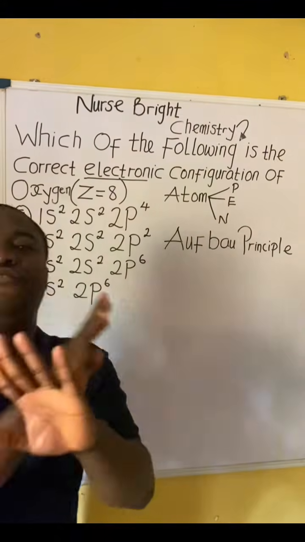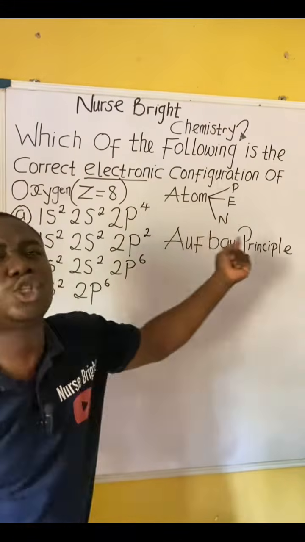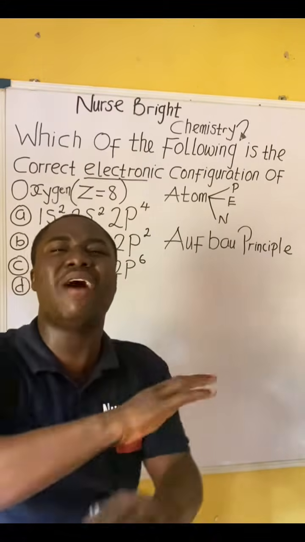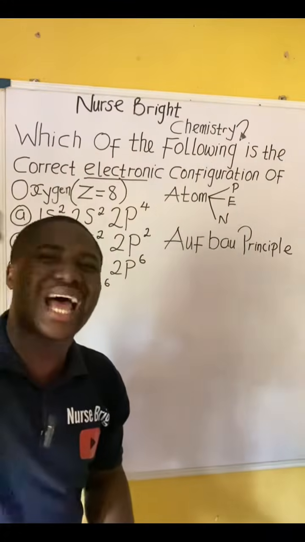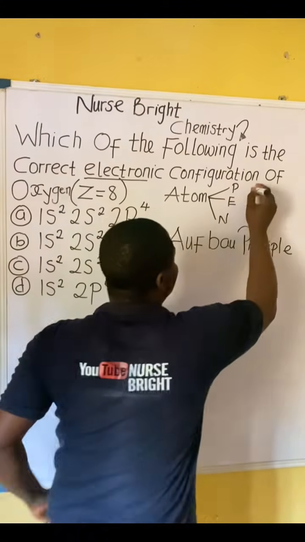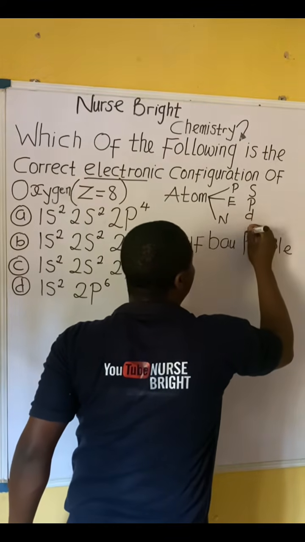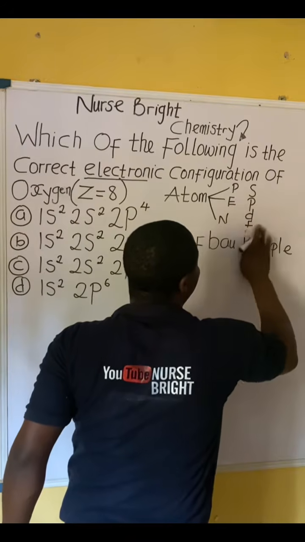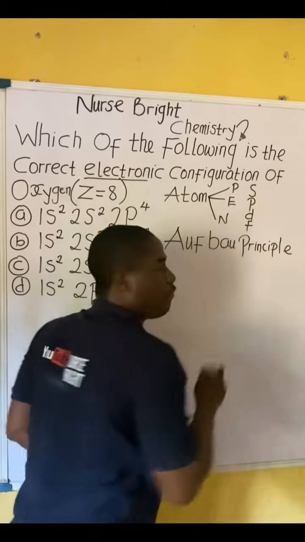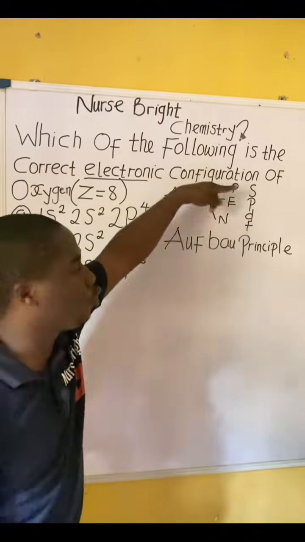In chemistry, we have various orbitals, because the Aufbau principle said that electrons should occupy orbitals of lower energy. So the question you ask yourself, what are these orbitals we have in chemistry? These orbitals include the s orbital, the p orbital, the d orbital, and the f orbital. Though we have other orbitals, for basic understanding of the concept, you have to note these orbitals.